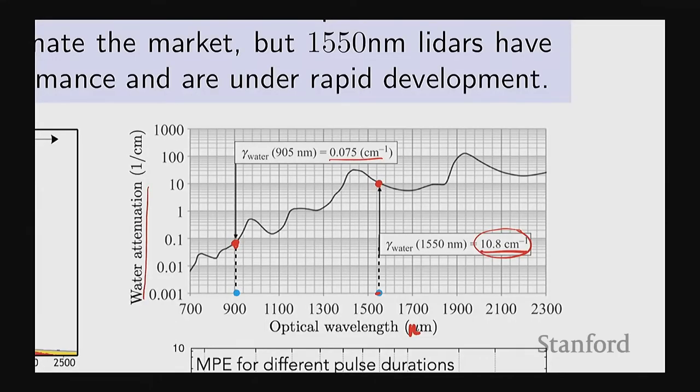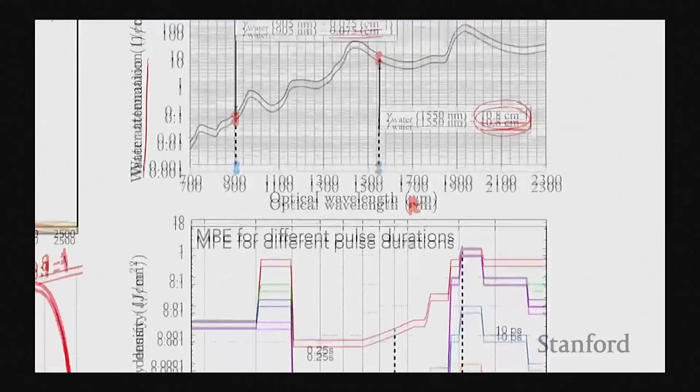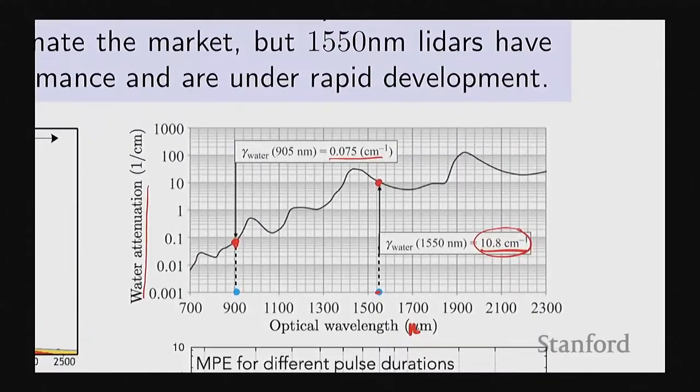But again, if you go to a place with high humidity or fog or dense fog or rain, this number can really degrade the performance at 1550. Yeah. San Francisco, like, it's really foggy there. So yes. Why do they not use LiDAR? Well, they use LiDAR, but it becomes very limited.